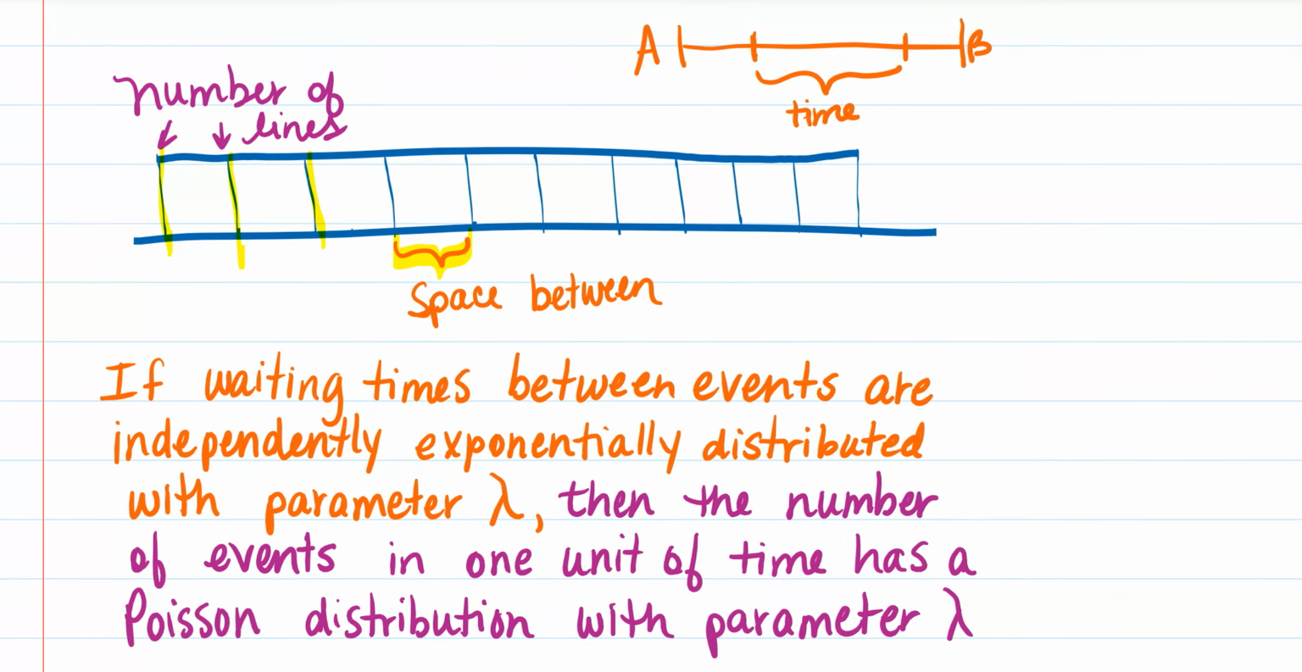This statement expresses how the two distributions are alike. If waiting times between events are independently exponentially distributed with parameter lambda, then the number of events in one unit of time has a Poisson distribution with parameter lambda. Lambda, in both cases, is a rate. It's a rate per some unit of time or distance.